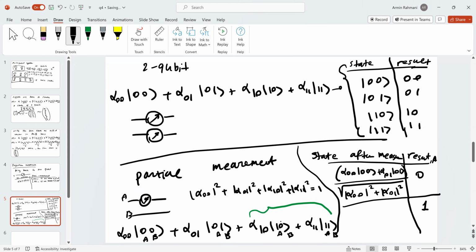Now if I measure A and get 1, it's again a similar story. Now these two, 0,0 and 0,1, will be inconsistent with that measurement outcome, so I need to project that out. Then my state after the measurement is going to be alpha 1,0 |1,0> plus alpha 1,1 |1,1>, the whole thing divided by the square root of |alpha 1,0|^2 plus |alpha 1,1|^2. So that's the recipe for getting a state if we measure a subset of our qubits.